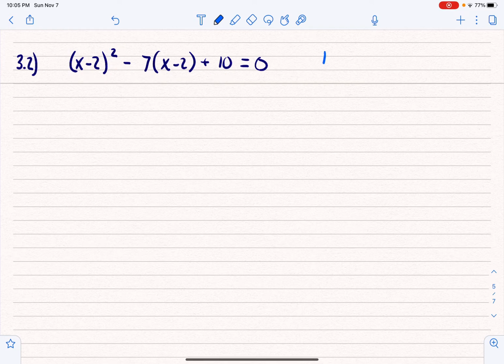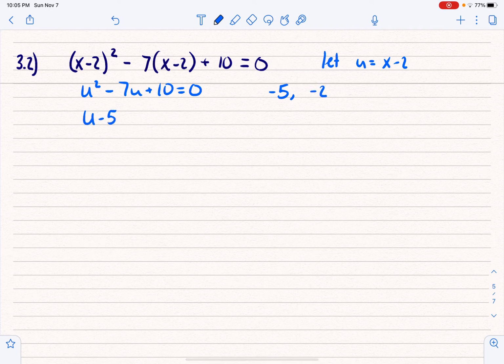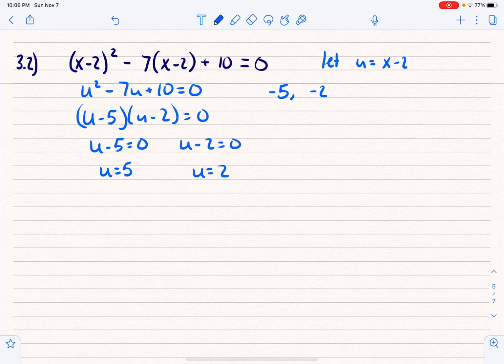So I'm going to start by saying, well, let's let u equal x minus 2. So then this would be rewritten, u squared minus 7u plus 10 is equal to 0. Okay, well, factors of positive 10 that add up to be negative 7 would be negative 5 and negative 2. So we get u minus 5, u minus 2 equals 0. So therefore, u minus 5 equals 0, u would be equal to 5. And if u minus 2 is equal to 0, then u is 2.